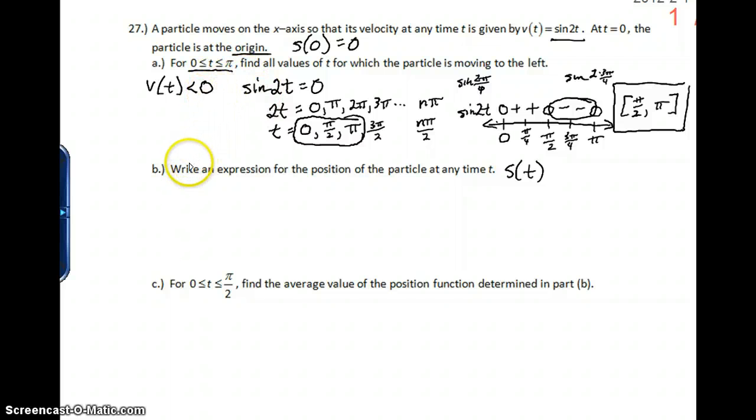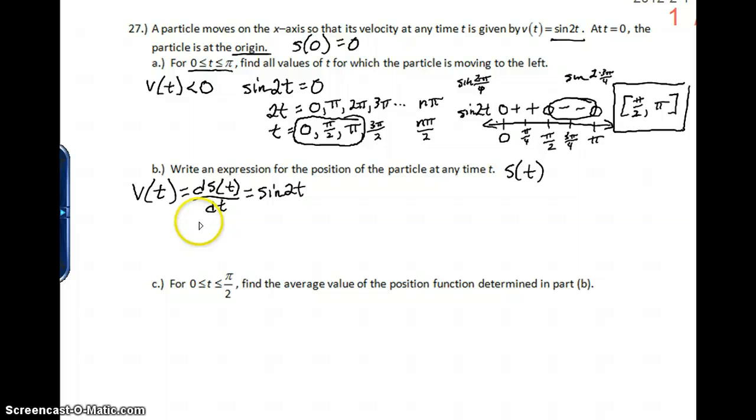Next, we will move on to part B. It asks to write an expression for the position of the particle at any time t. At any time t, we are looking for the s of t equation. So we start off realizing that when we are given the v of t equation, that is actually the derivative of the s of t equation. So if v of t, or ds of t dt, is equal to the sine of 2t, then we need to solve that differential equation for s of t.